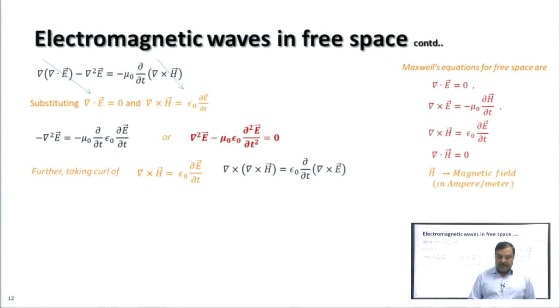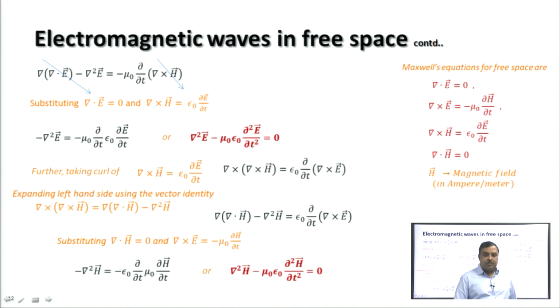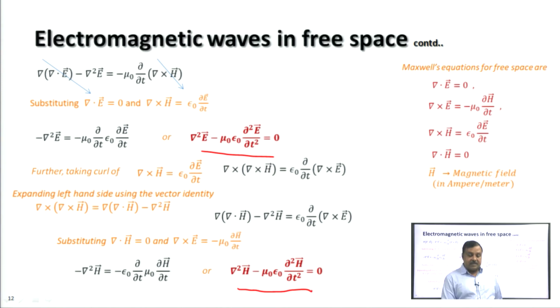Similarly, taking curl of del cross H equal to epsilon 0 delta E by delta t, we can get this equation, and we can expand the left hand side by using vector identity, and then substitute del dot H equal to 0 and del cross E equal to minus mu 0 delta H by delta t from Maxwell's equations for free space, and we can get this equation for del square H. We have these two equations for free space from Maxwell's equations for free space.